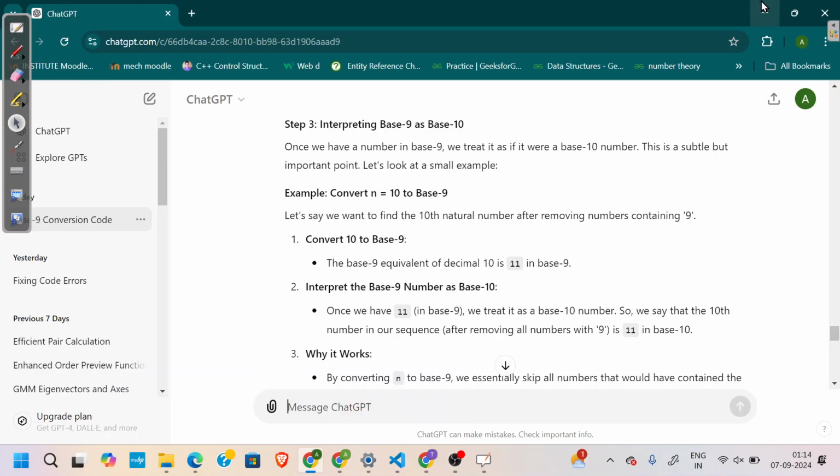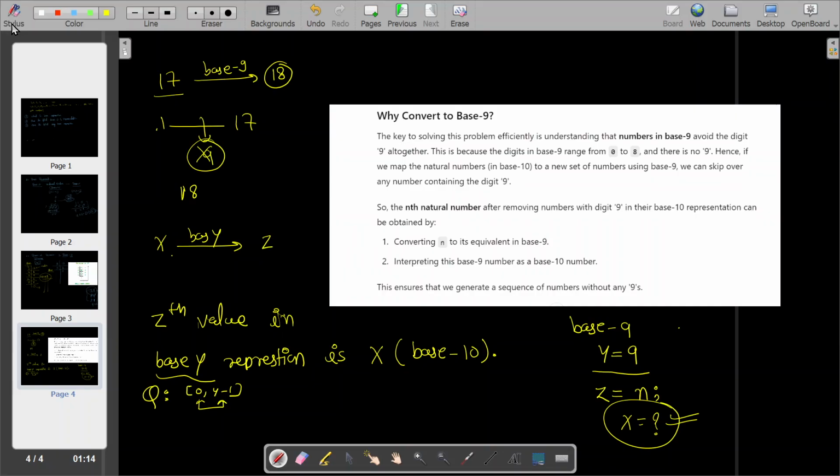Let's explain one more time, so things will be much more clear. So till here everything is clear, right? x in base y is represented by z. So the value z in base y representation is x in natural numbers. But z will only contain digits 0 to y minus 1. So that part is clear.